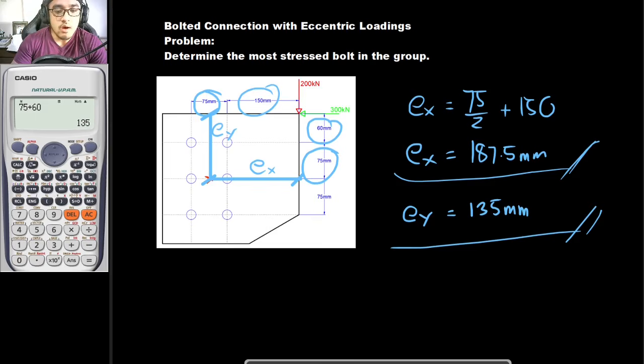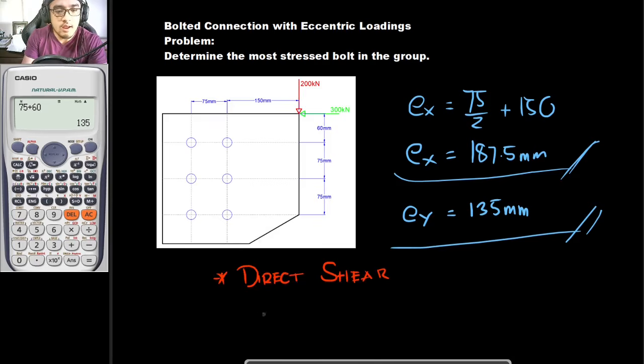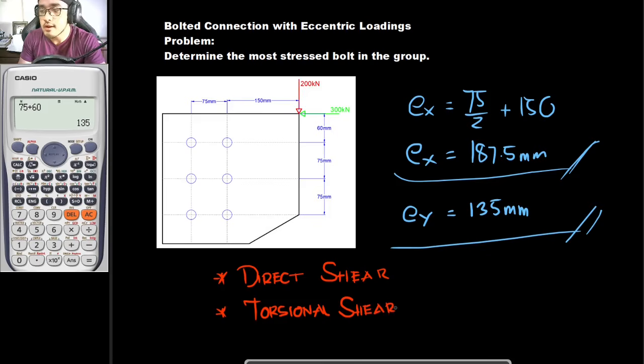Okay, so when we are to deal with these kinds of problems, so this one on your left, you are to consider two types of stresses here. The first one is what we would be calling direct shear and torsional shear. This torsional shear is the stress that is brought about by the eccentricity. We would be discussing this later. So let's go straight to direct shear first.